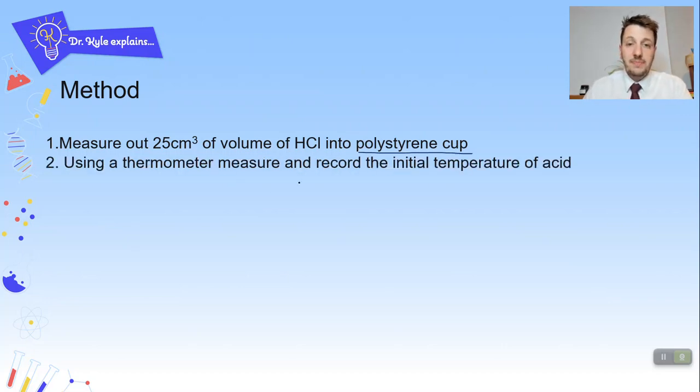Using a thermometer, measure and record the initial temperature of the acid. And I just want to point out here as well, 25 centimeters cubed of acid, not super important. It could be 10 centimeters or 15 centimeters, as long as you keep it the same every time. So we're going to measure the initial temperature, because then when we get a final temperature, we can take the initial away from the final and work out our energy change.